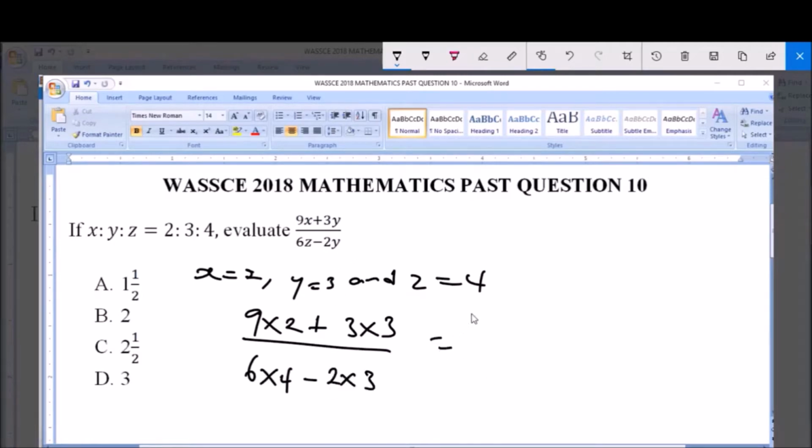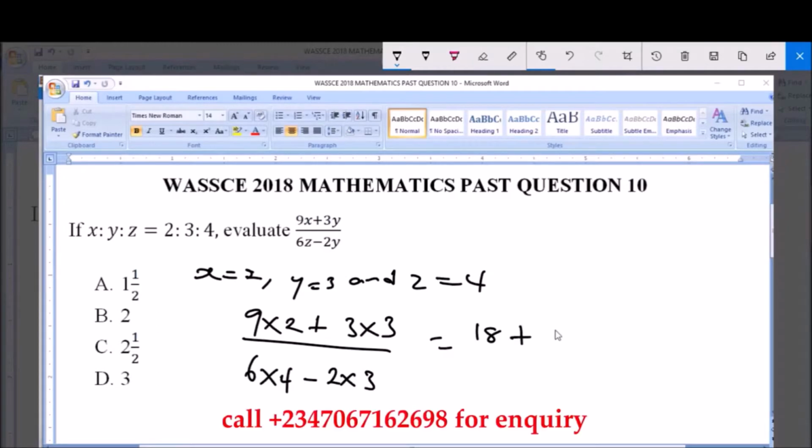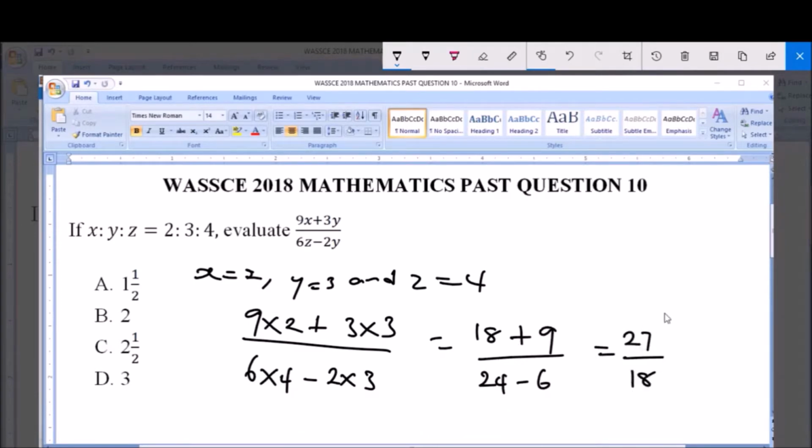So this is equal to 18 plus 9 all over 24 minus 6, and this is equal to 27 all over 18. Now there's a common factor for 27 and 18, and that is 9. 9 in 27 will give us 3, and 9 in 18 will give us 2. So this is equal to 3 all over 2, which is equal to 1 whole number 1 over 2, and that is option A.